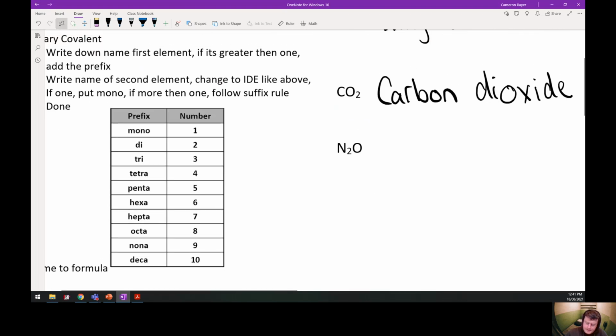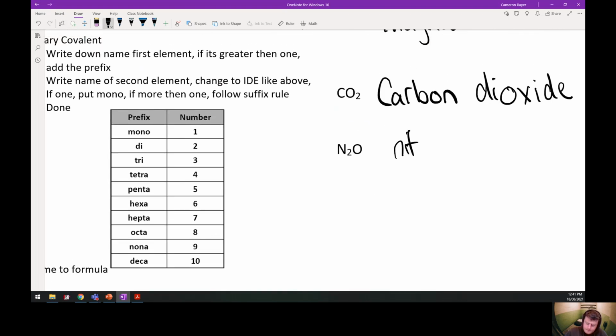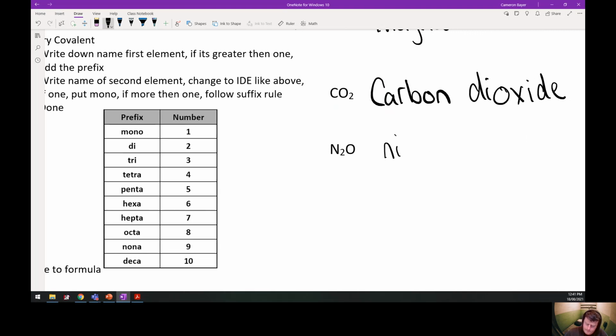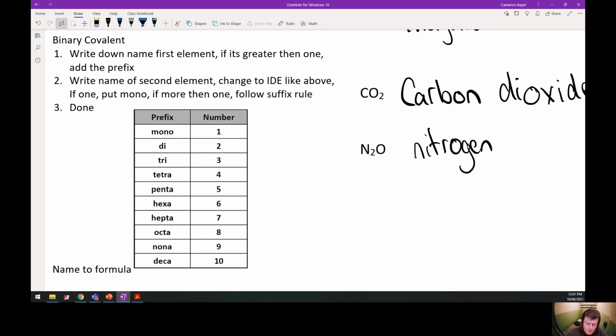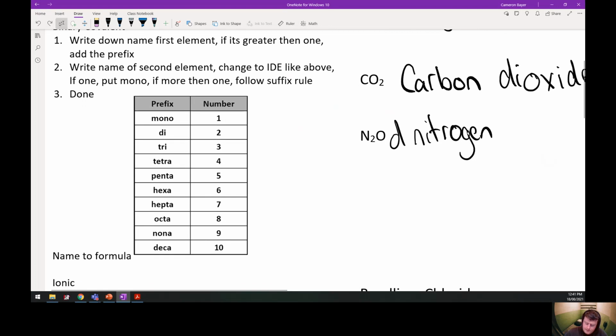Now, what we do is we do the same thing for the next chemical. So again, I can already see that, and I'm going to write nitrogen. All right. And I need to have a look first. So I need to write down if it's greater than 1. If there's greater than 1 atom in that molecule, I need to change it. So in this case, I already know there's 2, and our 2 prefix is di. So I need to write dinitrogen.